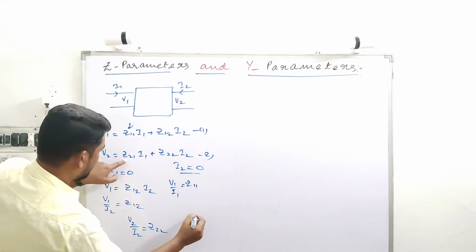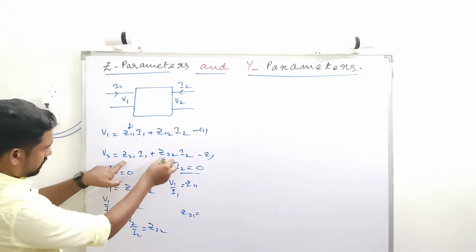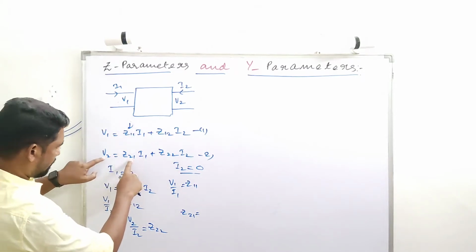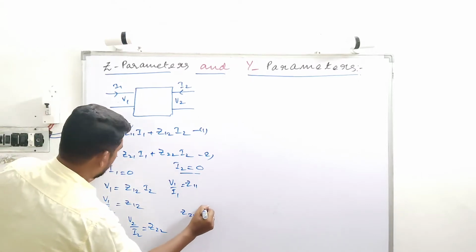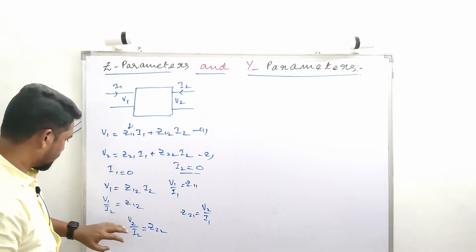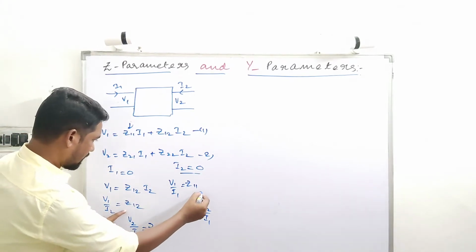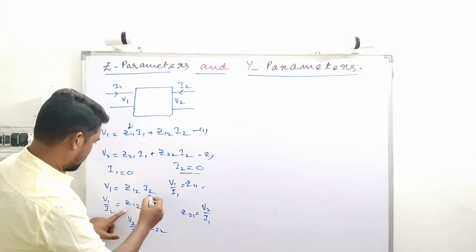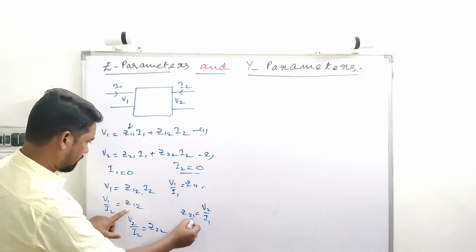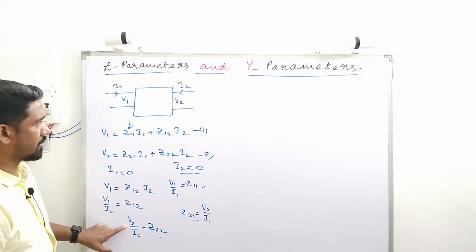And from the second equation, Z21 will be equal to V2 by I1, since this term will be 0. So these are the 4 Z parameters: Z11, Z12, Z21 and Z22.